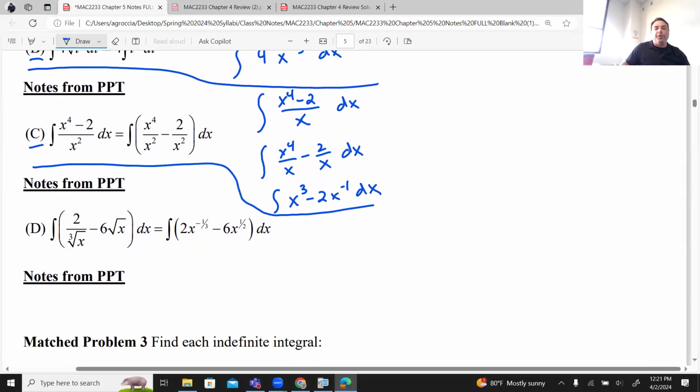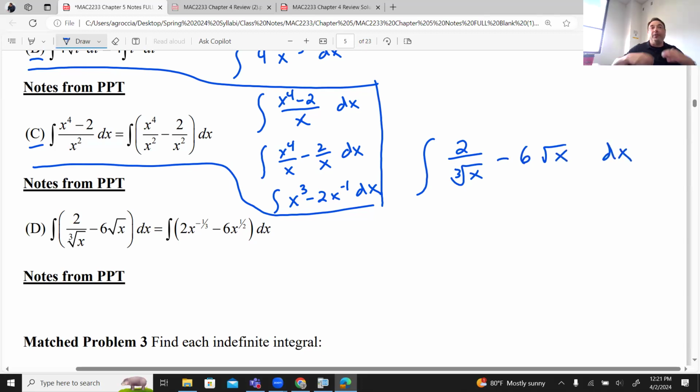Now, here's the one for you. I want you to take the integral, be careful, of 2 cube root of x minus 6 square root of x dx. So again, rewrite it first, then take the integral, but the issue may be the rewriting, not the integral.